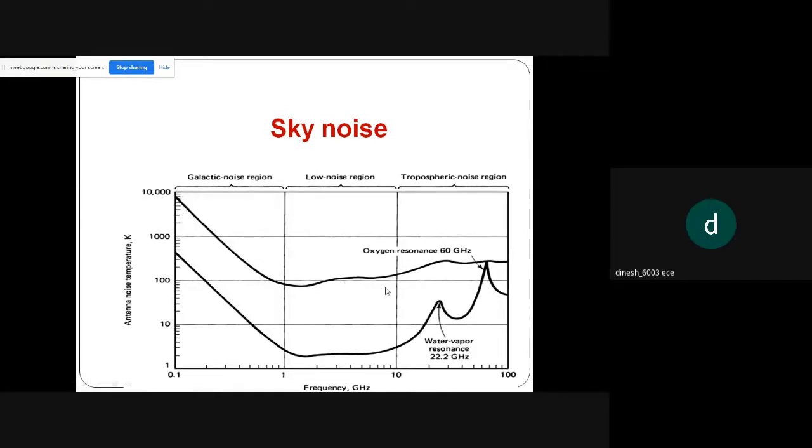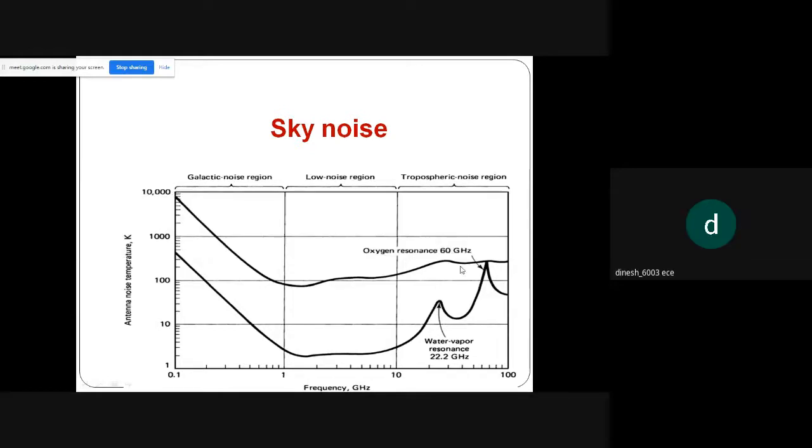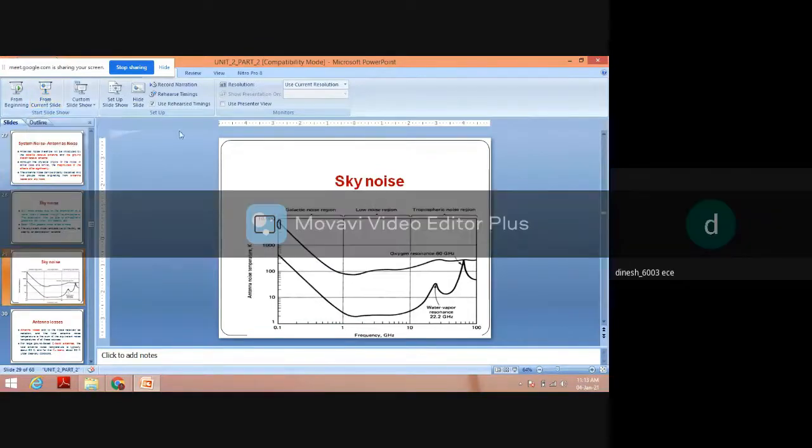So the design of the satellite should be falling in and around this 1 gigahertz to 14 or 16 gigahertz, because at 22 gigahertz we have a water vapor resonance. You can see that water vapor resonance is present at 22.2 gigahertz, and at 60 gigahertz we get oxygen resonance. So you can have a view on this.